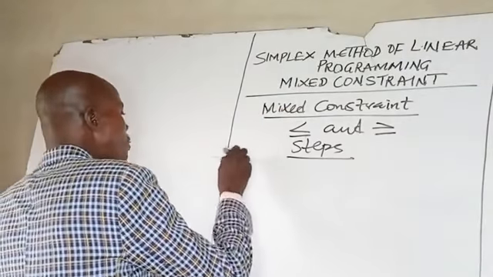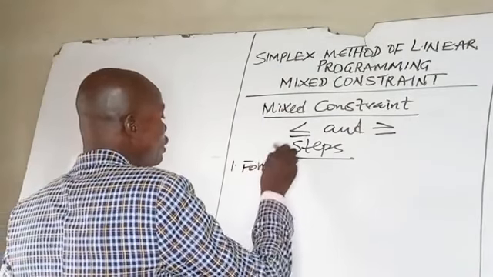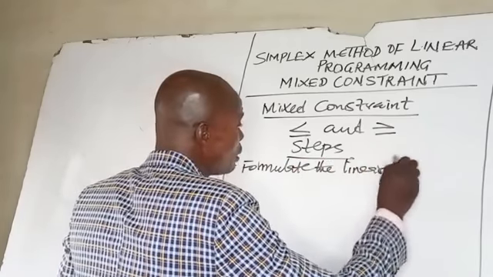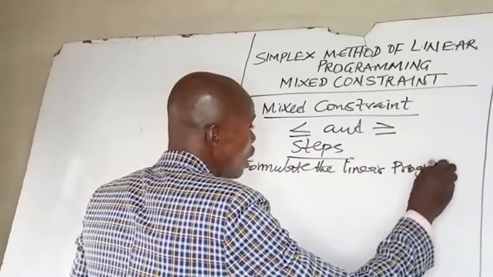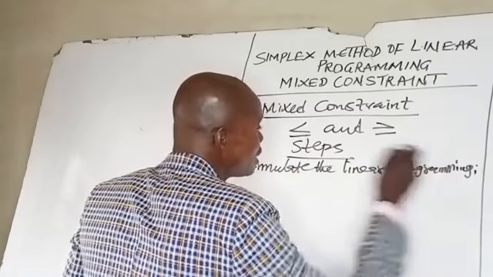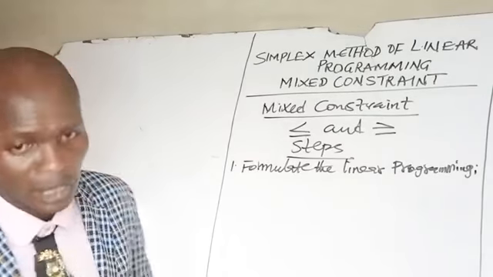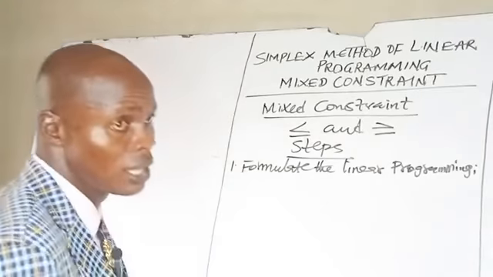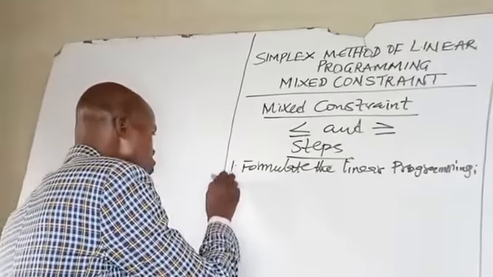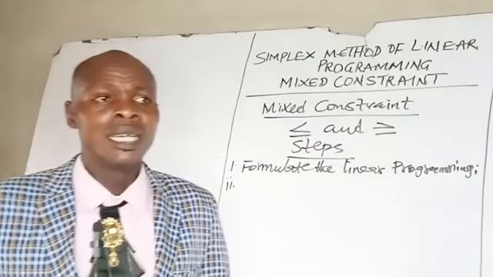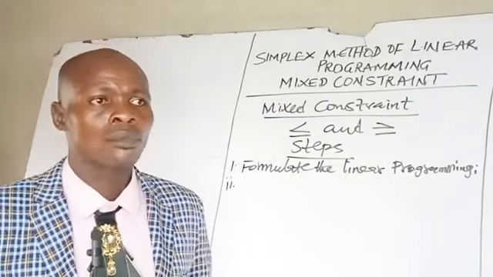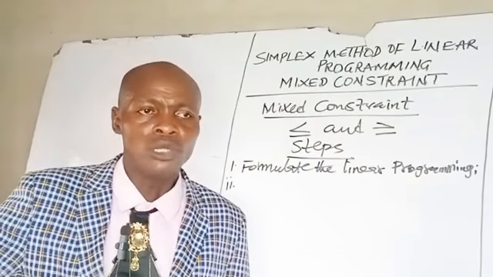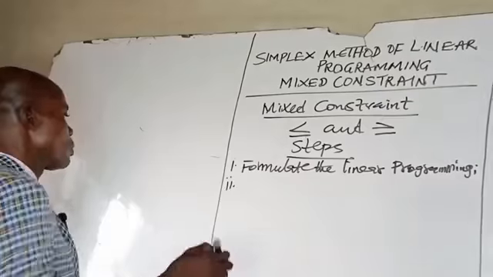The first step is to formulate the linear programming objective function and the constraints. That is the first step. After the problem has been formulated, the second step, step number 2, is to reduce the available capacity by the amount required to make the unit of special constraint product.